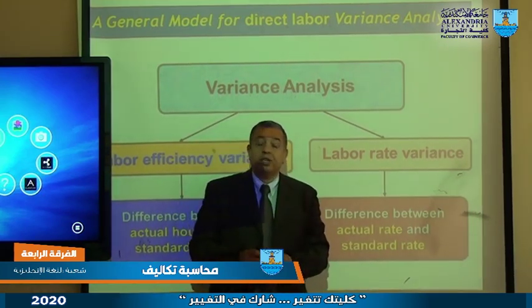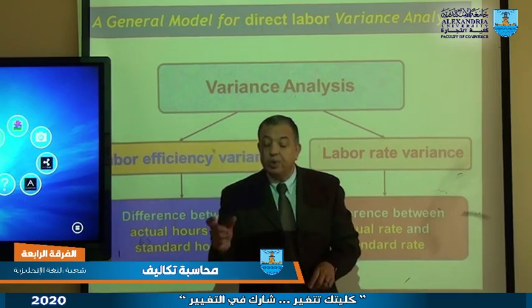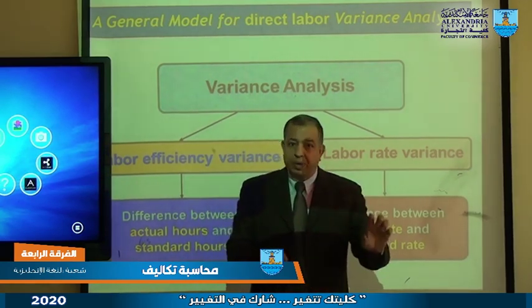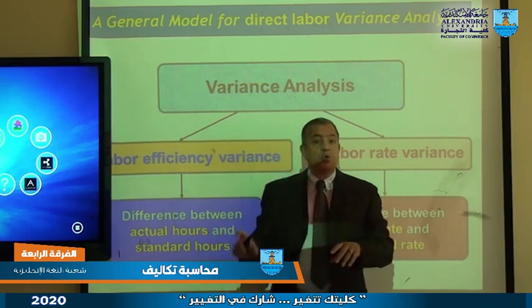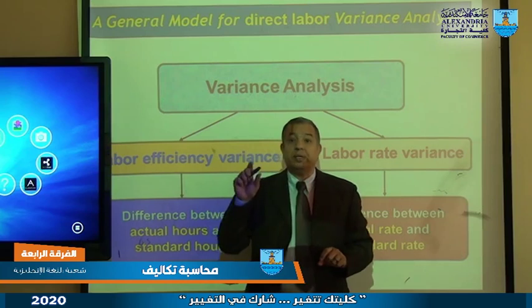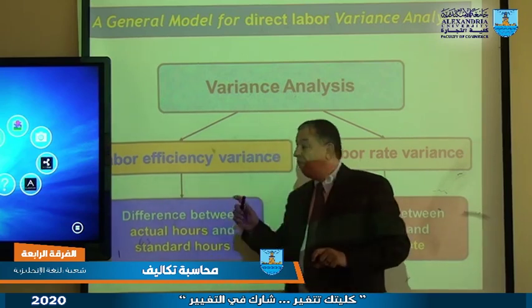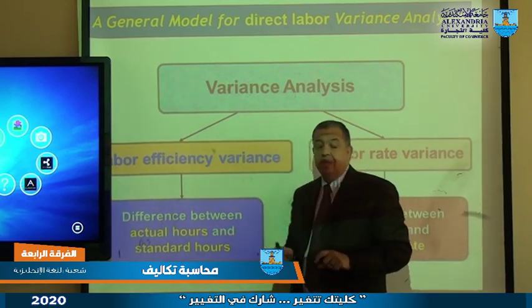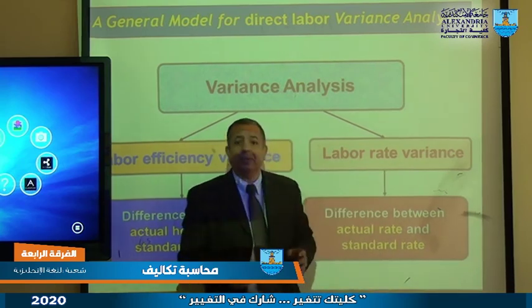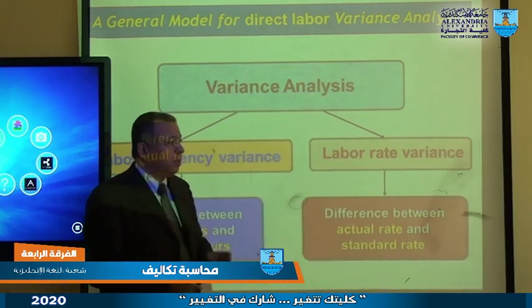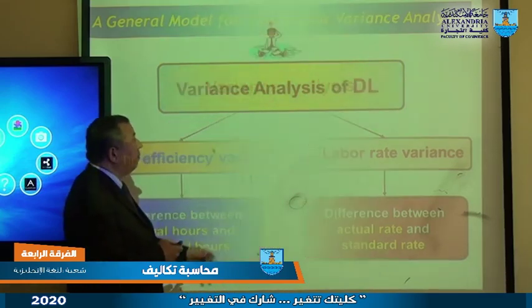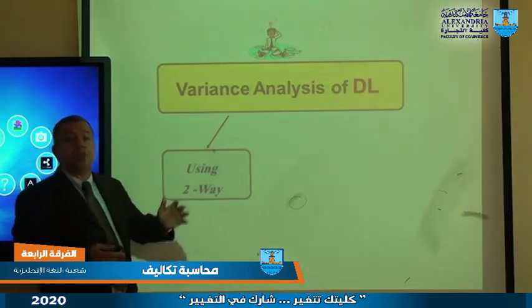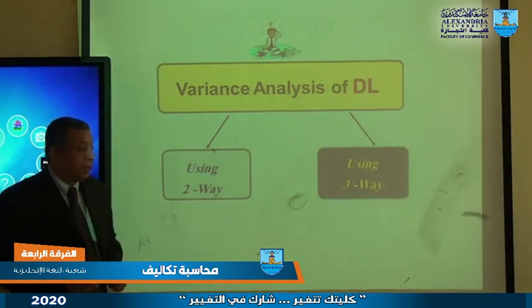Again, in direct material, we have quantity, we say quantity variance, and price, we say price variance. But in direct labor, we have hours and rate. And instead of saying hours variance, we have efficiency variance. And the rate, we say rate variance. There is no problem. After determining the variances, how can you analyze the direct labor variance analysis? We have two ways.